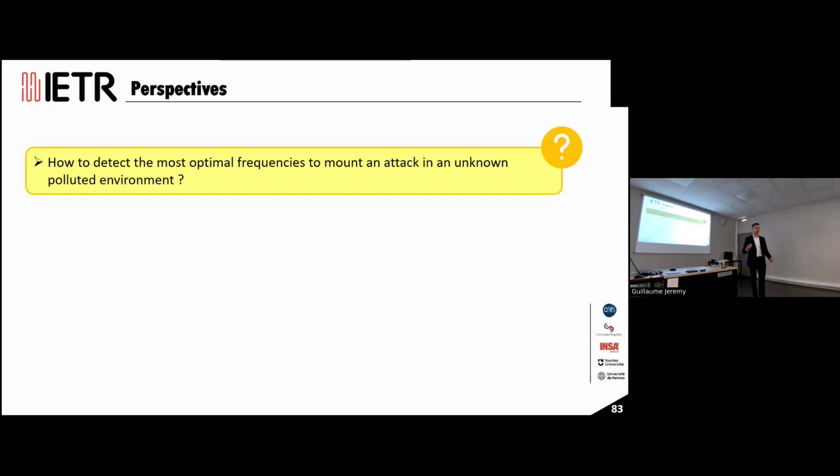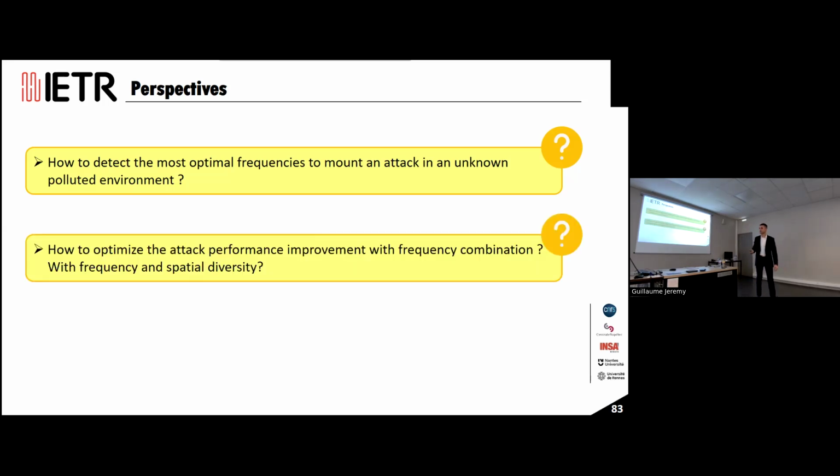The first one is, because we demonstrated that the leakage is also present at non-harmonics, it could be interesting to propose a method in order to detect in an unknown environment what are the best frequencies to mount the attack. So an attacker, for example, could scan the environment in order to detect the frequencies where the leakage is present. Then concerning frequency diversity, frequency combination, we demonstrated that combining multiple frequencies allowed to improve the attack performance. But now we could try to optimize the improvement of the attack by proposing new methods, for example, methods based on deep learning. We could also try to combine frequency and spatial diversity.